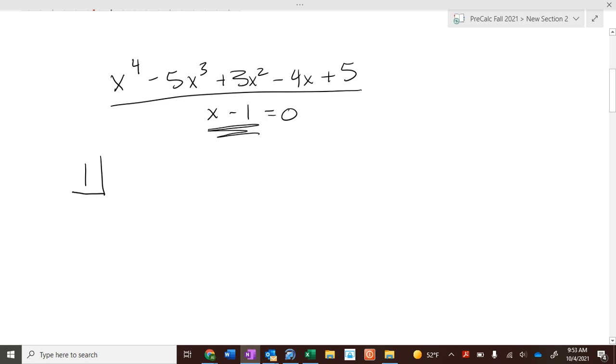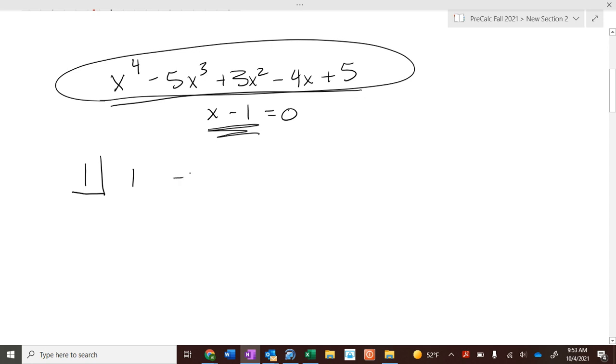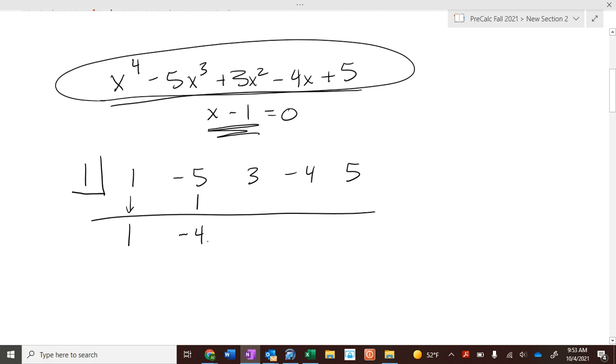Okay? So then you put all the coefficients of the numerator in there without the x's on them. So 1, negative 5, 3, negative 4, 5. You draw a line. Okay? You drop the first one down. That always drops down. What's 1 times 1? 1. The 1 goes here. So you multiply and you put it there and then you add. And you get negative 4. What's 1 times negative 4? Negative 4. And then you add. You get negative 1. What's 1 times negative 1?